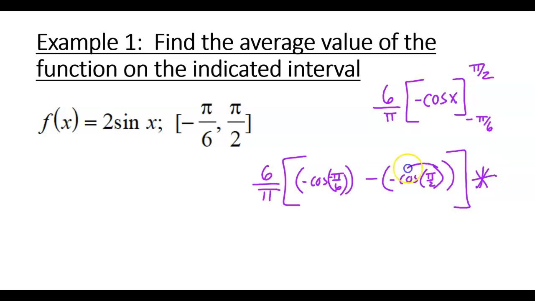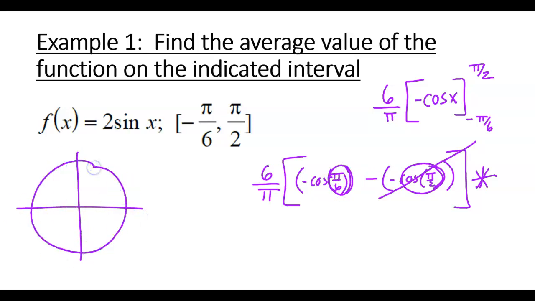Now, first of all, cosine of pi over 2 is 0, so that whole thing just goes away. This is weird, though. Negative pi over 6. On our unit circle, positive pi over 6 is right here. So negative pi over 6 is down here. Positive angles go counterclockwise, and the negative angles go clockwise.